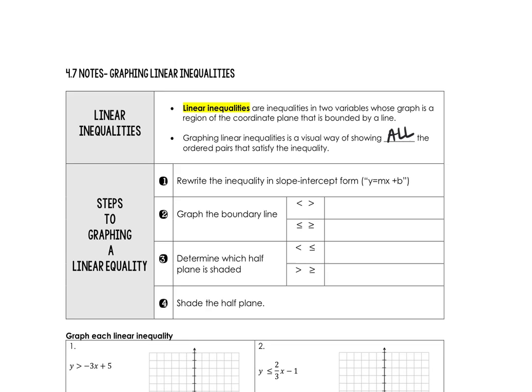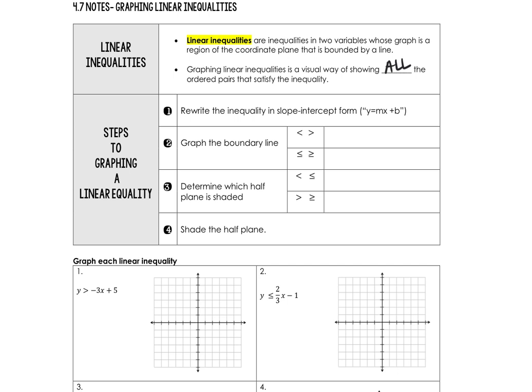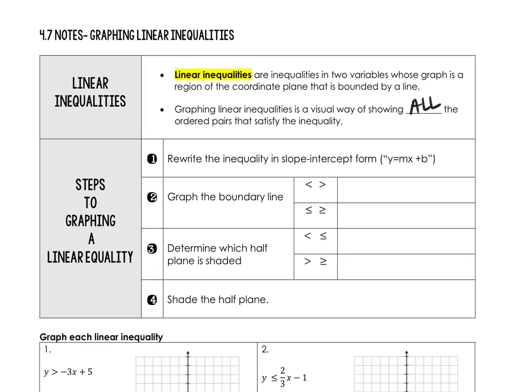Okay? So steps to graphing. Just like with a line, or a linear equation, you're going to rewrite the inequality in that slope-intercept form. So we're going to rearrange these and put them in that y equals mx plus b form.